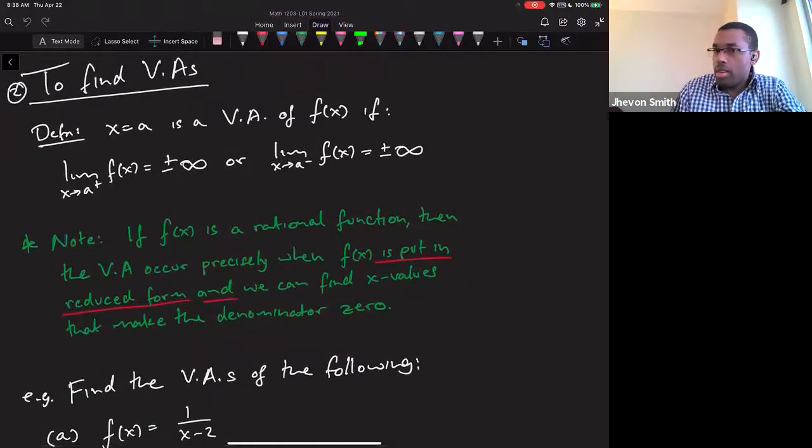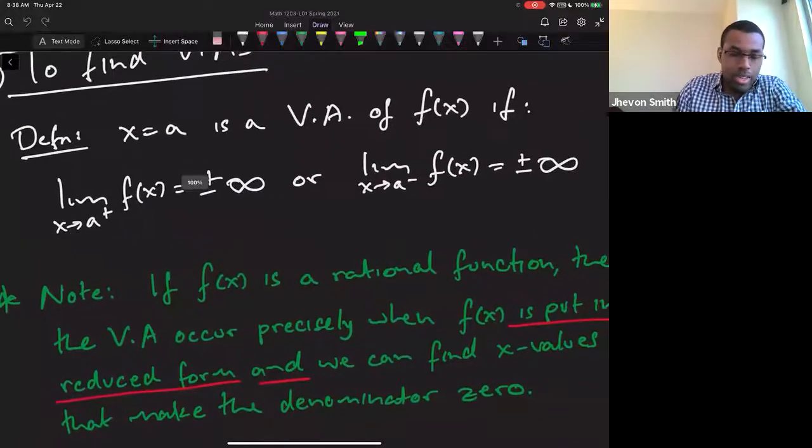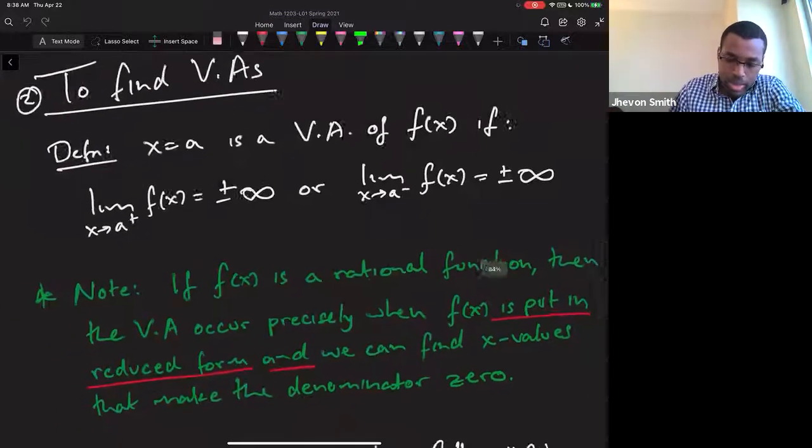And then we moved on to vertical asymptotes. Now, this is when a graph shoots up or shoots down, approaching a vertical line, potentially never touching it. And that's the technical definition. It's just saying as you approach some particular x value, you will either shoot off to infinity or negative infinity if you approach from either the right or the left.